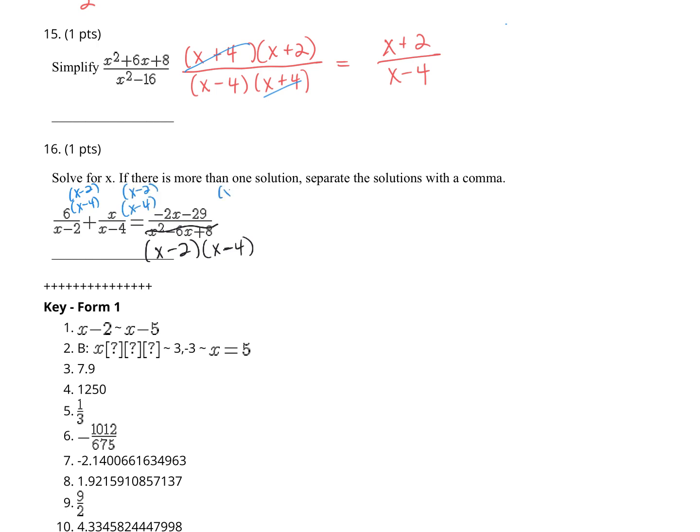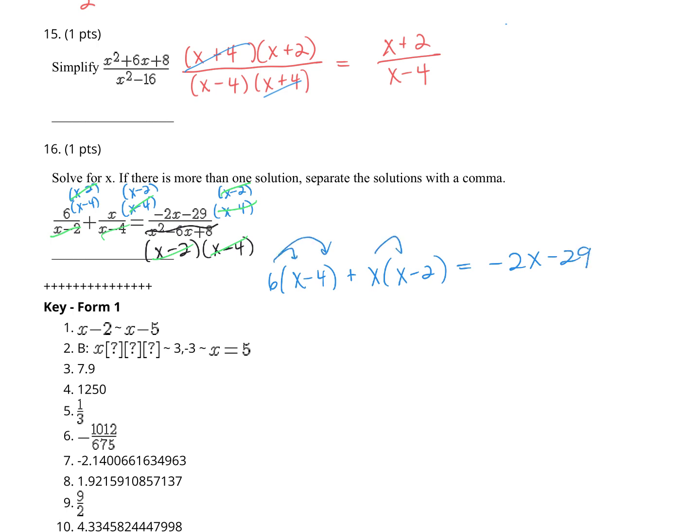This is the process all the time in our class. Okay, now we're going to cancel out common factors. So in the first fraction, the x minus 2's cancel and leave us the 6 that was originally there, and then we have to multiply that by the x minus 4 that's left. Then we have a plus. The x minus 4's cancel. We take the x that was already there and multiply it by x minus 2 that's left. And then on the other side, both factors of the denominator cancel with the factors that we multiplied by. So it just leaves us with equals negative 2x minus 29.